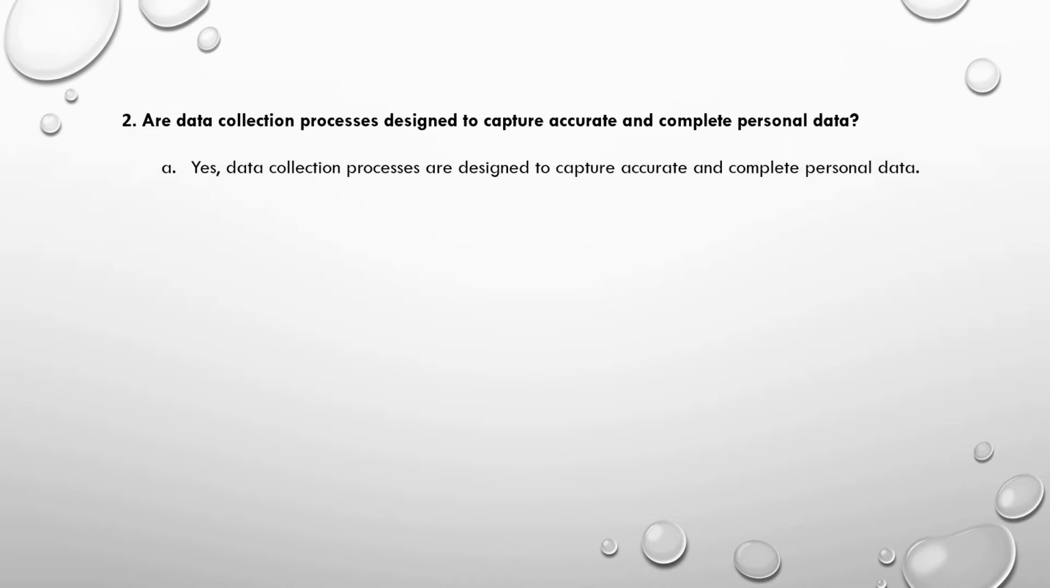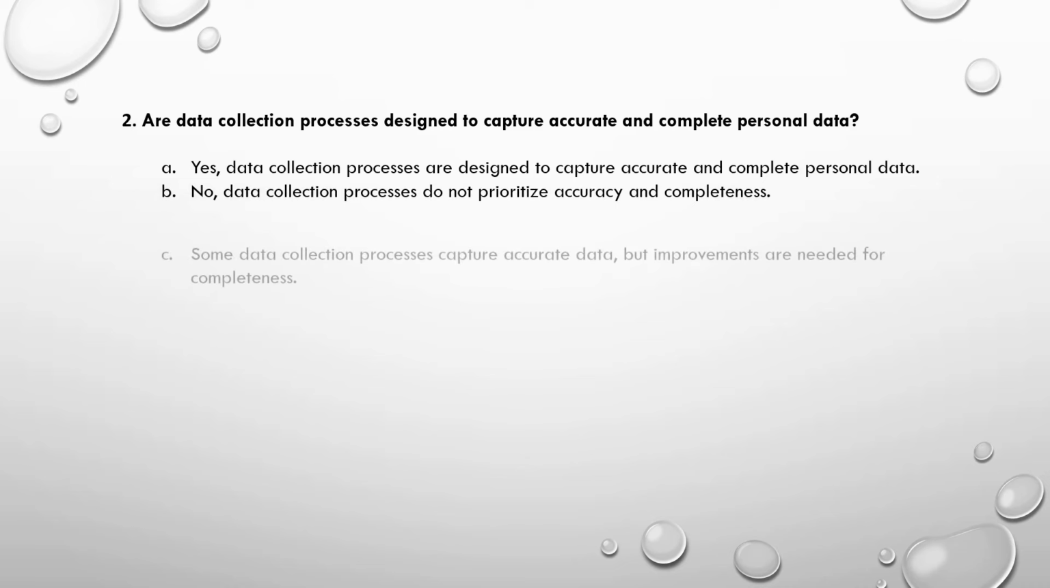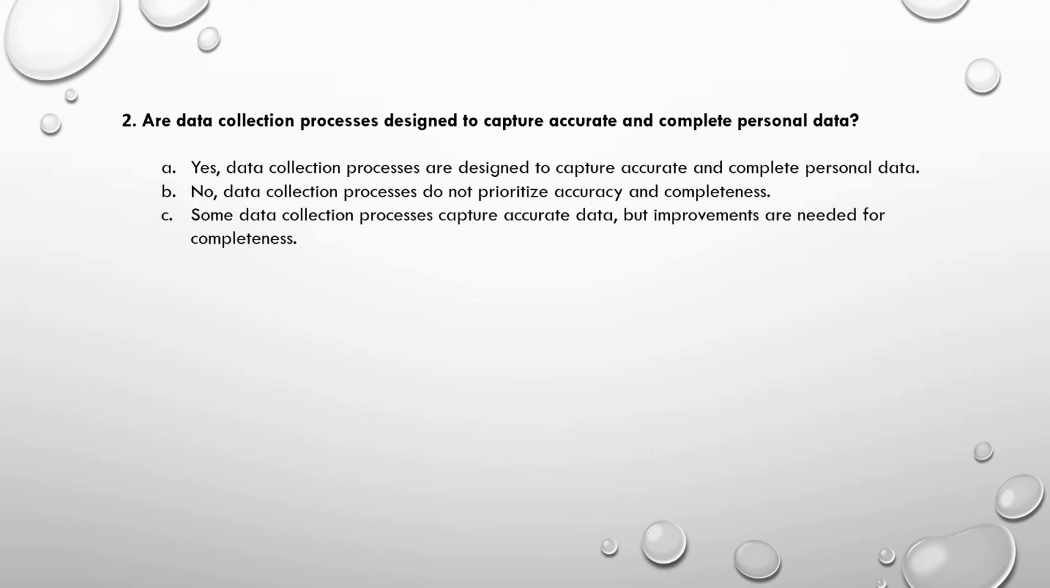Option A, yes, data collection processes are designed to capture accurate and complete personal information. Option B, no, data collection processes do not prioritize accuracy and completeness. Option C, some data collection processes capture accurate data, but improvements are needed for completeness. Option D, design of data collection processes has not been assessed for accuracy and completeness.